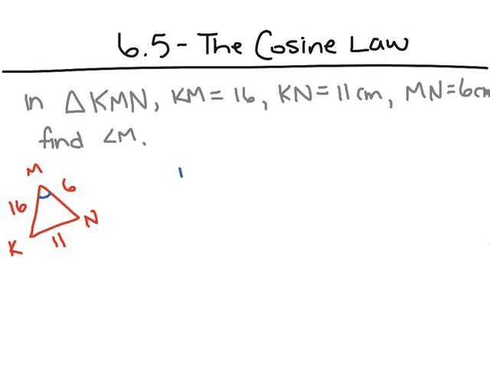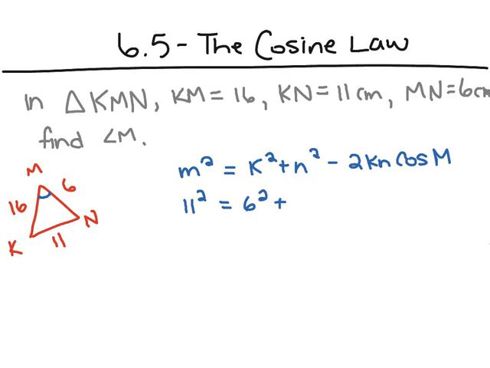So m squared is equal to k squared plus n squared minus 2kn cos of M. So our m squared is 11 squared, because it's opposite of M, is equal to our k squared, which is 6 squared, plus n squared, which is 16 squared, minus 2 times 16 times 6 cos of M.